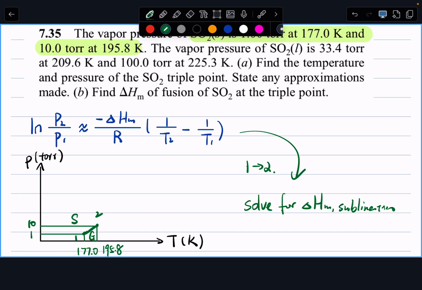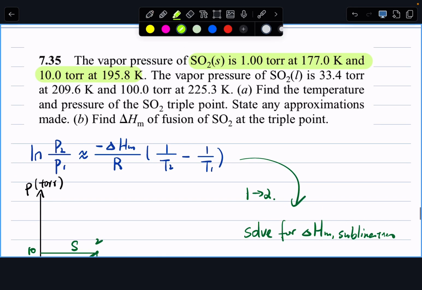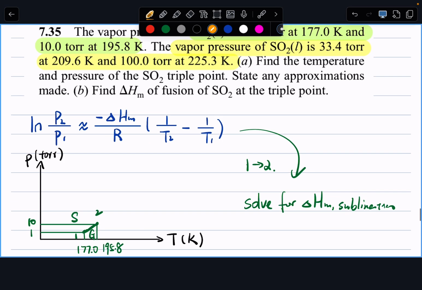What else do we know? Let's move on to the next piece of information. That is the vapor pressure of SO2 liquid at another two sets of temperature and pressure. So now we're looking at liquid-gas equilibrium. The question is asking for the triple point, where all three phases are in equilibrium with each other, so we need information from all three phases. Let's write that out.